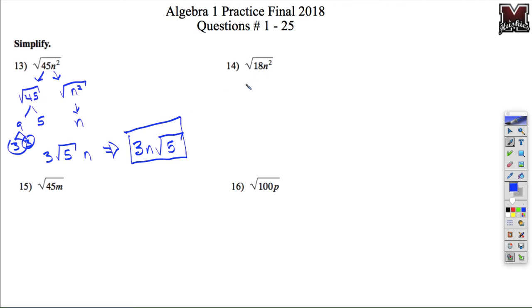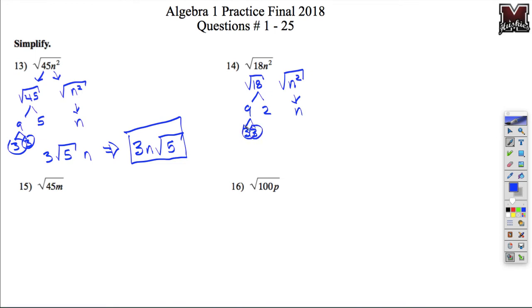Again, separate. So I have square root of 18, and I have the square root of n squared. Okay, that was pretty bad handwriting. I can try a little bit better. And again, n squared, we know exactly what that is. That's just n. 18, we have to do a factor tree for 18. That's going to be 9 and 2, and 9 is 3 and 3.